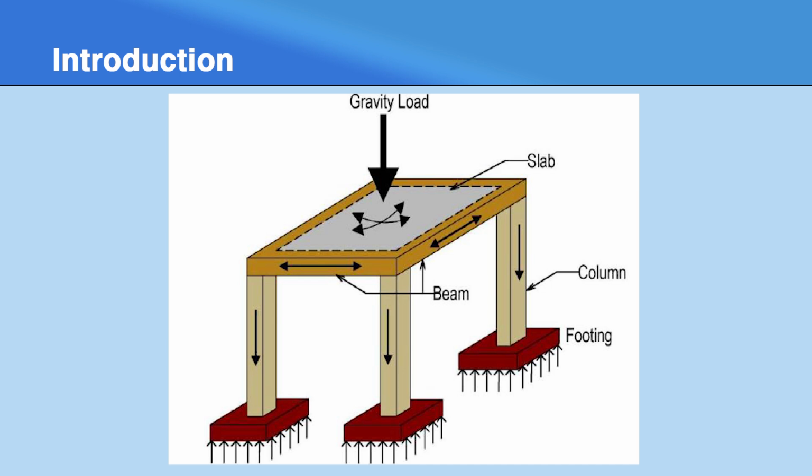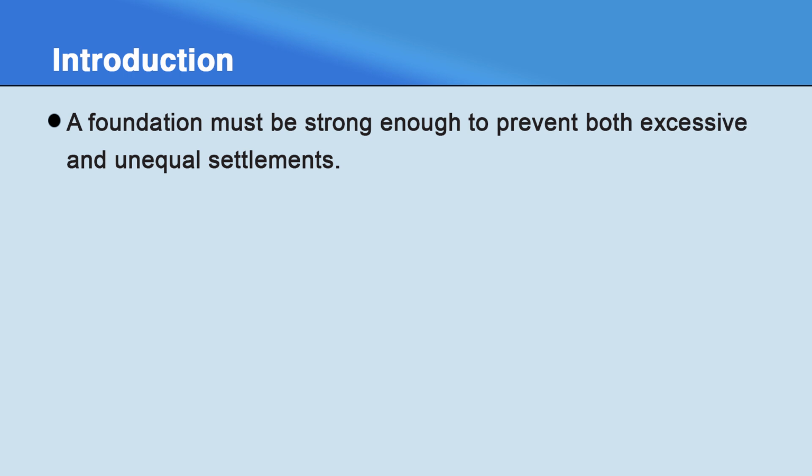Foundations are thus the most critical part of the building. As they are situated below the ground level, signs of foundation failure often become noticeable only after they have already impacted the building. A foundation must be strong enough to prevent both excessive and uneven settlements.